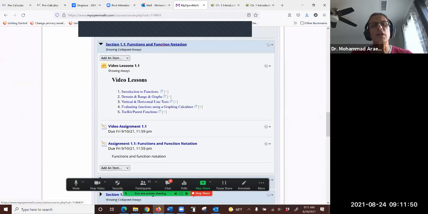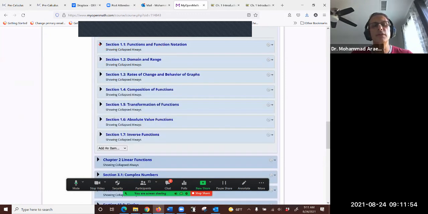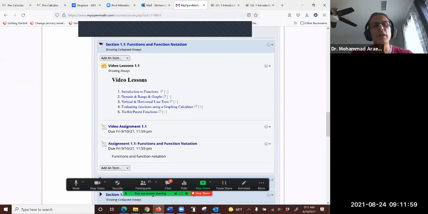Going back to my OpenMap, starting with the first section, section 1.1. Again, let me just close it first. You see every section is closed. You open it up. First, you see video lessons. None of them is long. Introduction to functions, domain and range, so on and so forth.